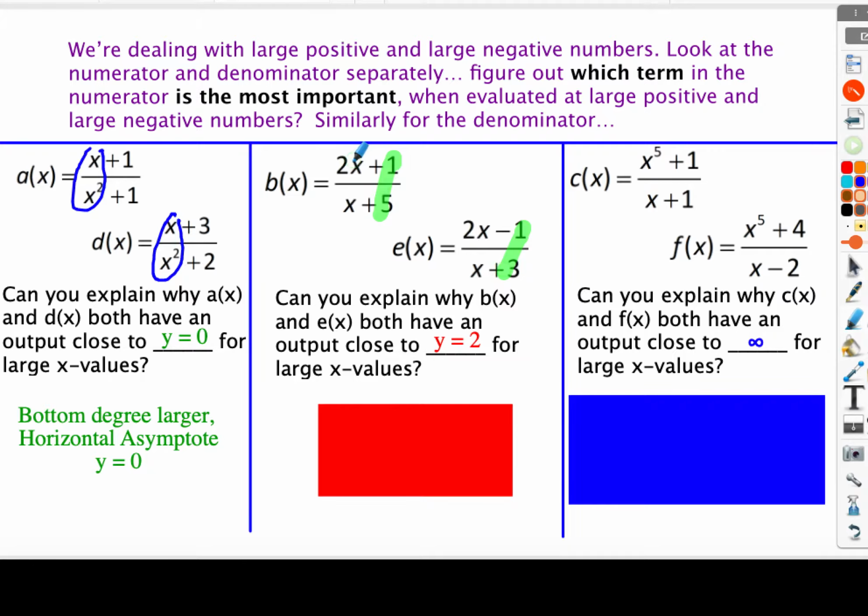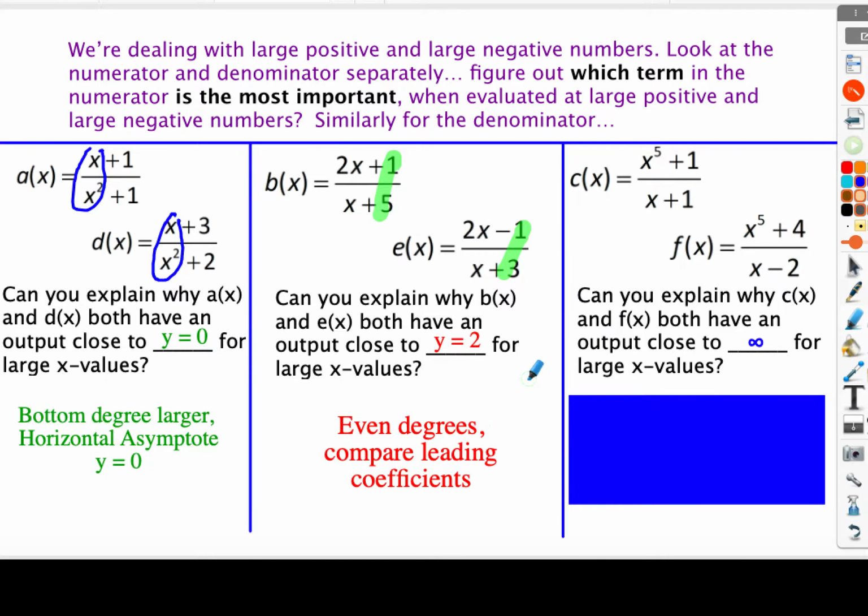But again, x compared to x, well, they're going to kind of run the race side by side. Only the top will always be about twice the size of the bottom. So that's why we would have a horizontal asymptote at y equals 2. Or basically, when they're equal degree, then we'll compare the leading coefficients. 2 over 1 would make y equals 2.